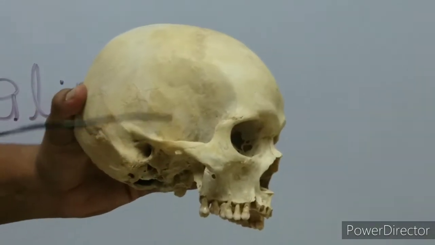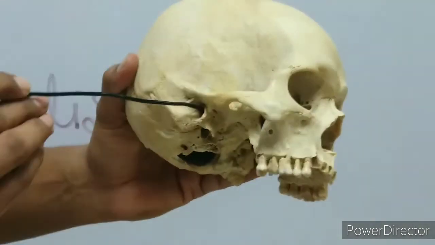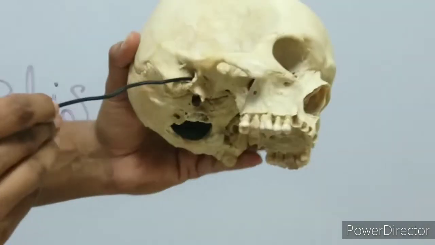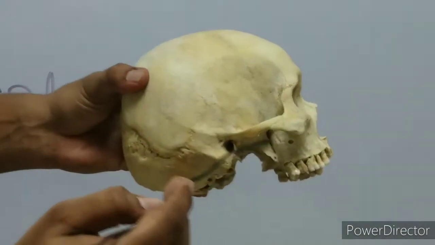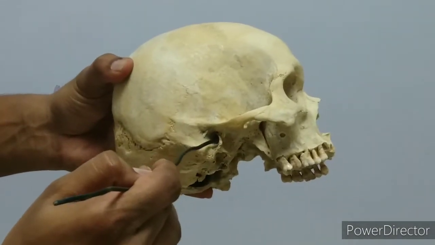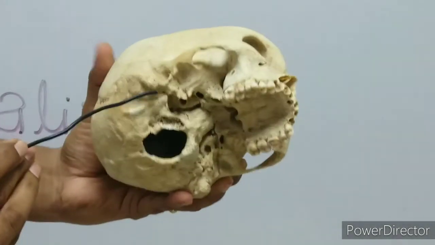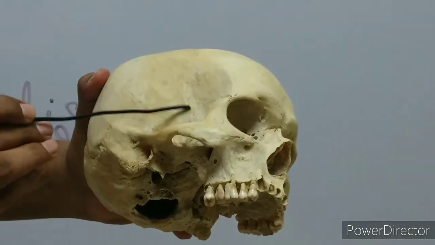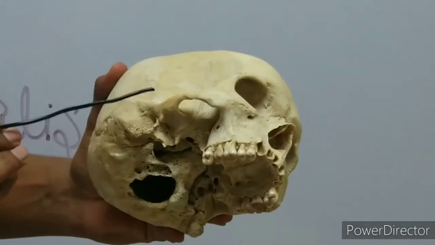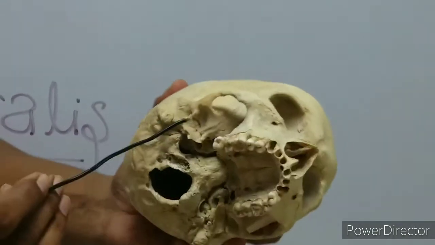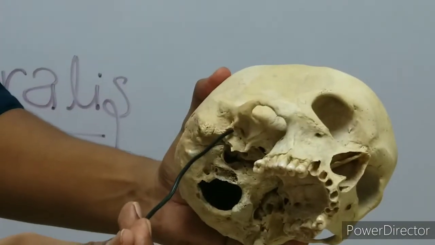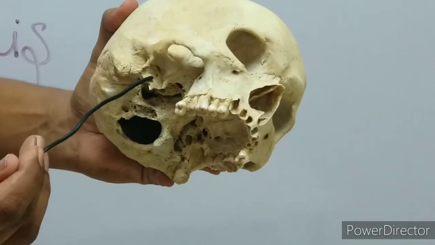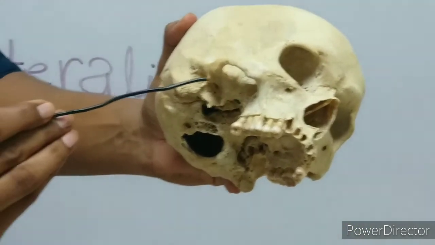Now we will move towards the external acoustic meatus. So this is the external acoustic meatus. Okay, you can see this opening is called the external acoustic meatus. Okay. So here this is a temporal bone. Another part of this is the squamous part of the temporal bone, and this is the tympanic part of the temporal bone. Okay. So here it is present.